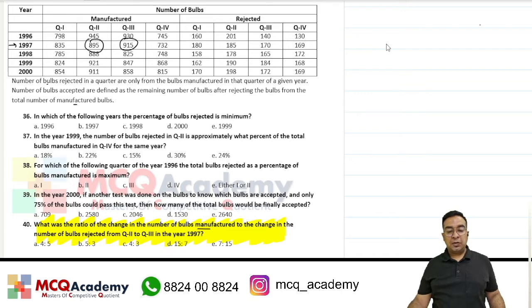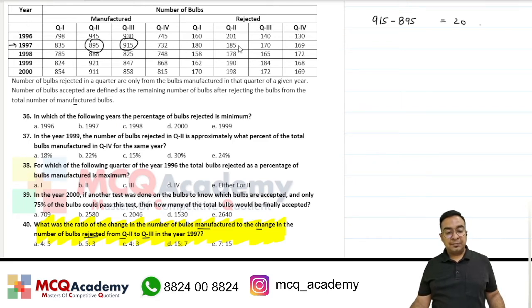this change is equal to 20. 915 minus 895, this is a change of 20. और इसका रेशियो आपको चेक करना है किसके साथ में, change in the number of bulbs rejected from quarter 2 to quarter 3 in the same year.